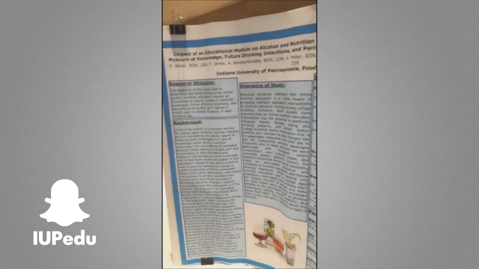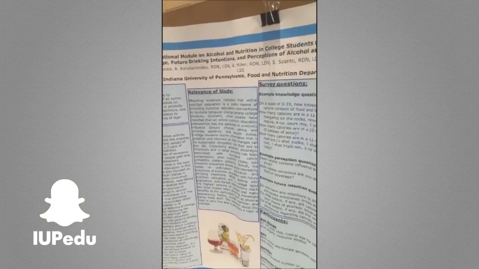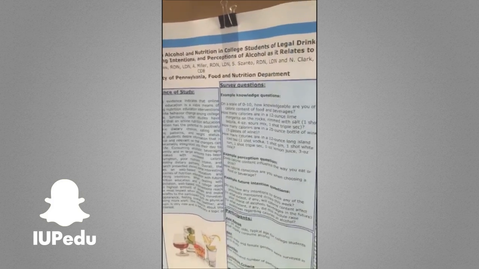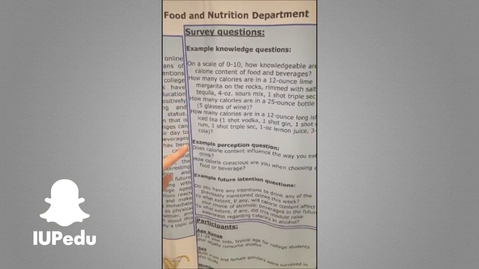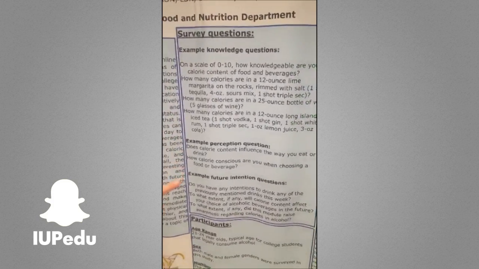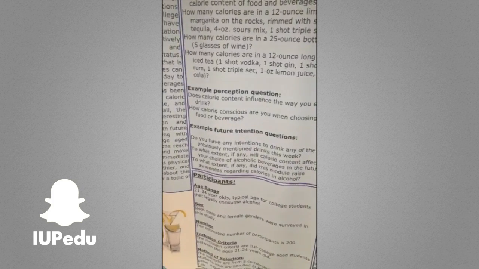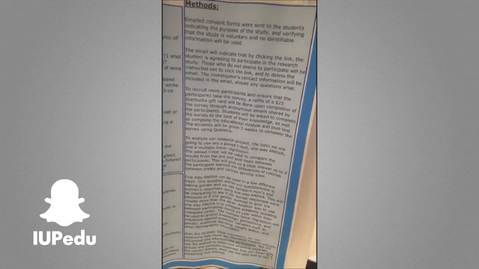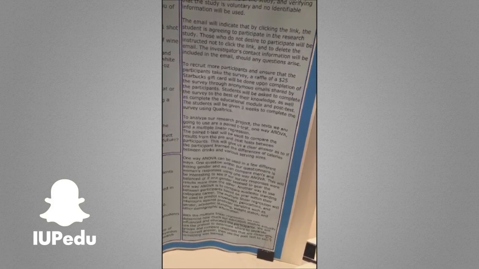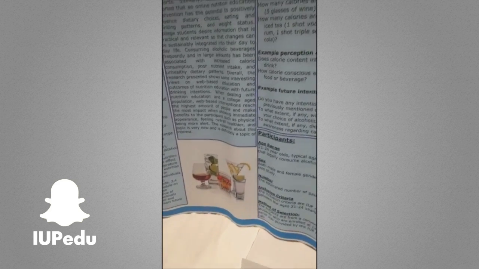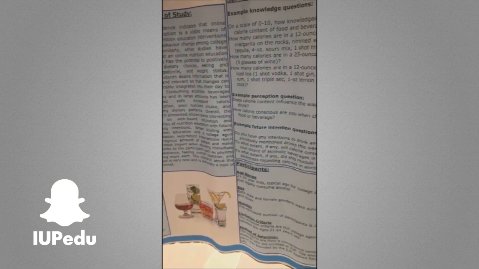Our research is on the impact of an educational module, and we are measuring the knowledge, future drinking intentions, and perceptions of alcohol as it relates to weight. We used a pre- and post-test method. We did an online educational module in the middle to measure their knowledge of caloric content, as well as how that knowledge impacted their future drinking intentions. For our research project, we used one-way ANOVA, a paired t-test, and a multiple linear regression. We're hoping that our educational module through the online format will help people increase their knowledge.